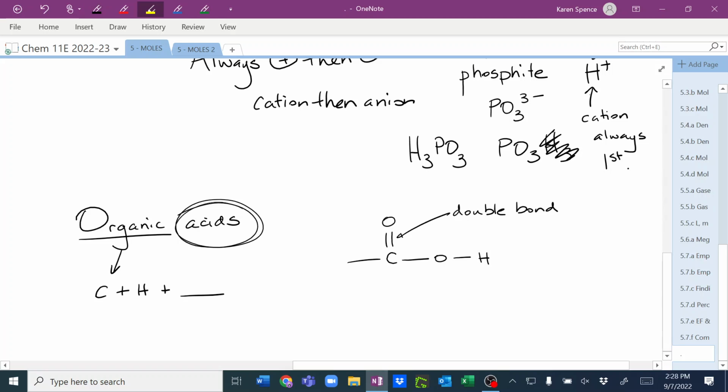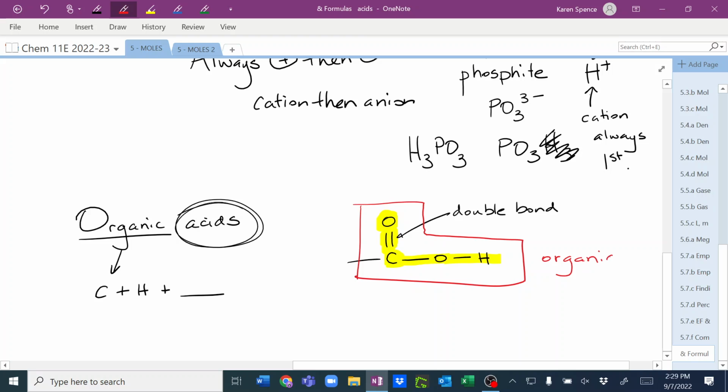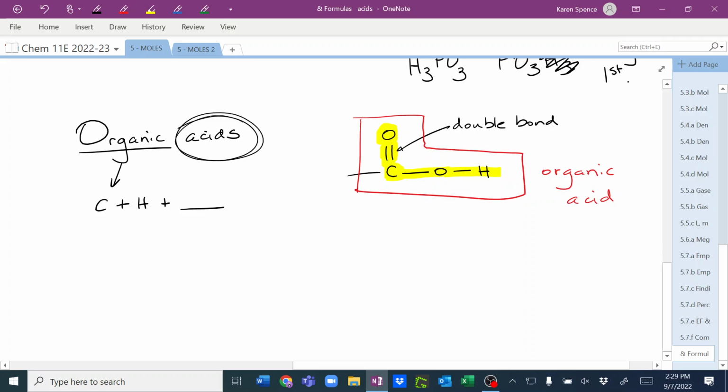This group here, a carbon which has a double bond to an oxygen, and then a single bond to another oxygen, and then a hydrogen on the end. This is an organic acid. Specifically, these are called carboxylic acids. Do you need to know that term for this unit? No. So don't be like, oh my God, what's carboxylic acid? Do I need to draw this? No, you don't. Okay?